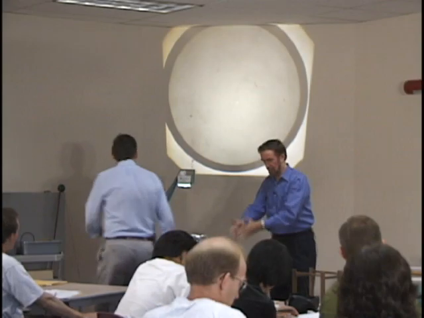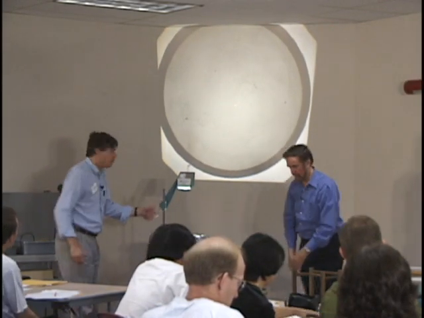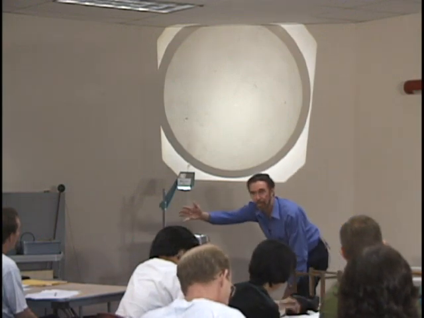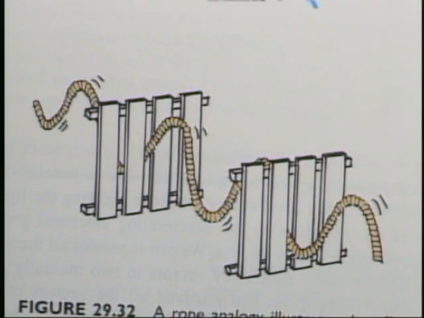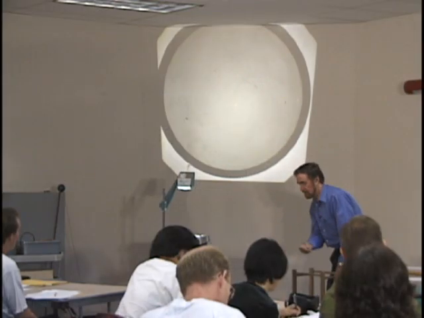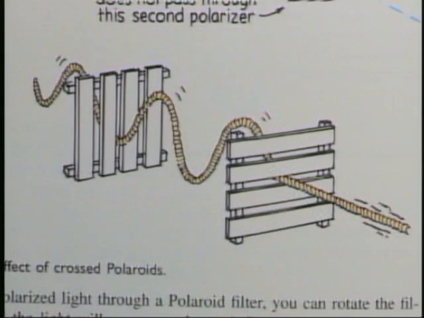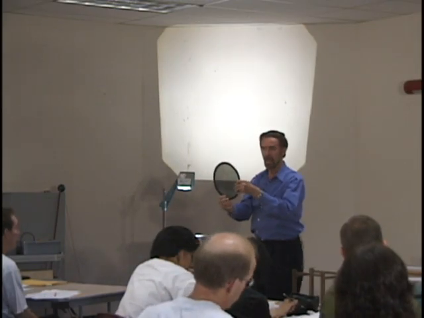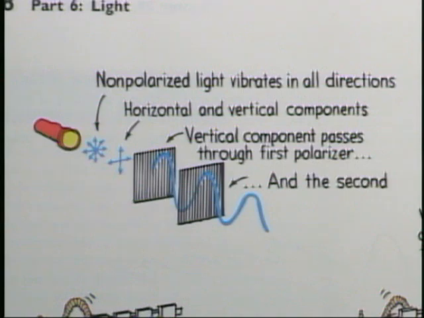If I have a picket fence like this, I can take a wave and I can shake a rope, say, and the rope vibration will go right through the pickets, won't it? And if I shake like this, it kind of gets jumbled and stuck, doesn't it? Well, it turns out this is like a microscopic picket fence. And it allows light to vibrate in one direction.